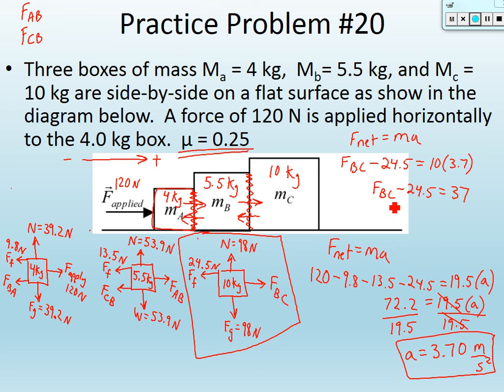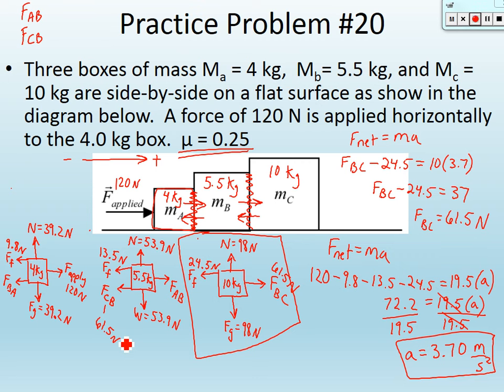How do I get this force by itself? Yep, we've got to add 24.5 to both sides, so 37 plus 24.5. Did you guys get that as well? 61.5 newtons, okay? Well, let's put that in our free body diagram. If this one is 61.5 newtons, what else can we fill in? Good, this one is also 61.5 newtons.